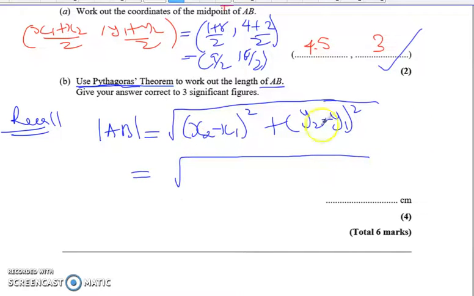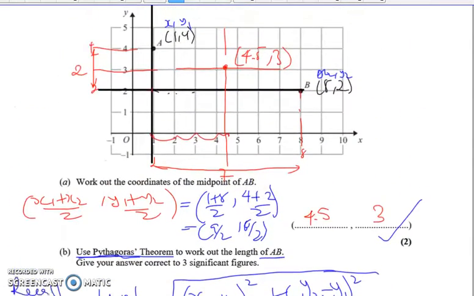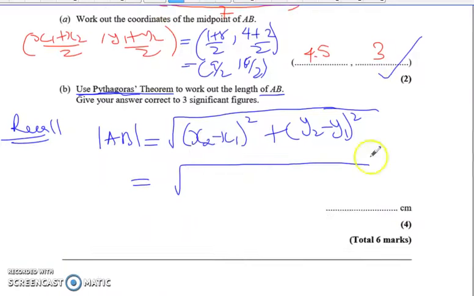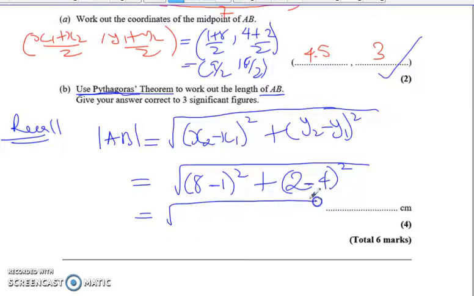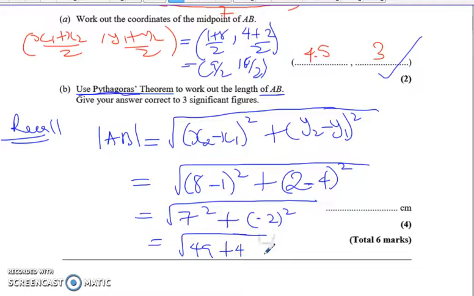We'll be doing this. Our x2 we chose to be the B coordinate, so we're going to do 8 minus 1 this time squared plus 2 minus 4 squared. That gives us 8 minus 1, 7 squared, add negative 2 squared, 49 add 4, square root of 53.